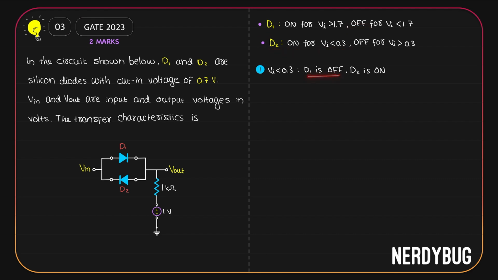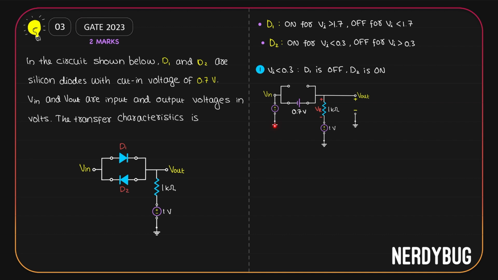Since D1 is off, we can model it as an open circuit. Since D2 is on, we can model it as a cell with potential 0.7 volt, like this. We have to find an expression for the output voltage. To make it more obvious, let me show V input over here like this. Now, V output can be shown between this point and the ground. Positive here, negative here.